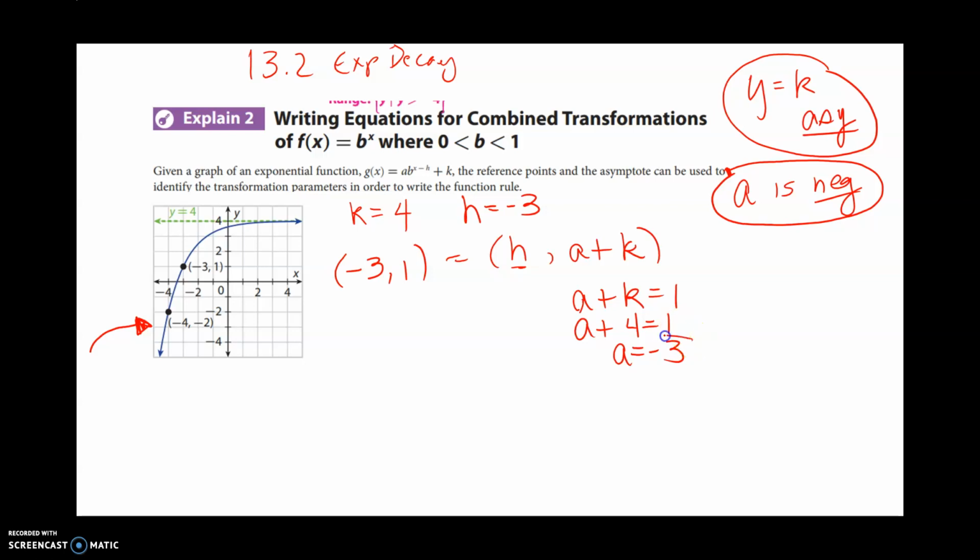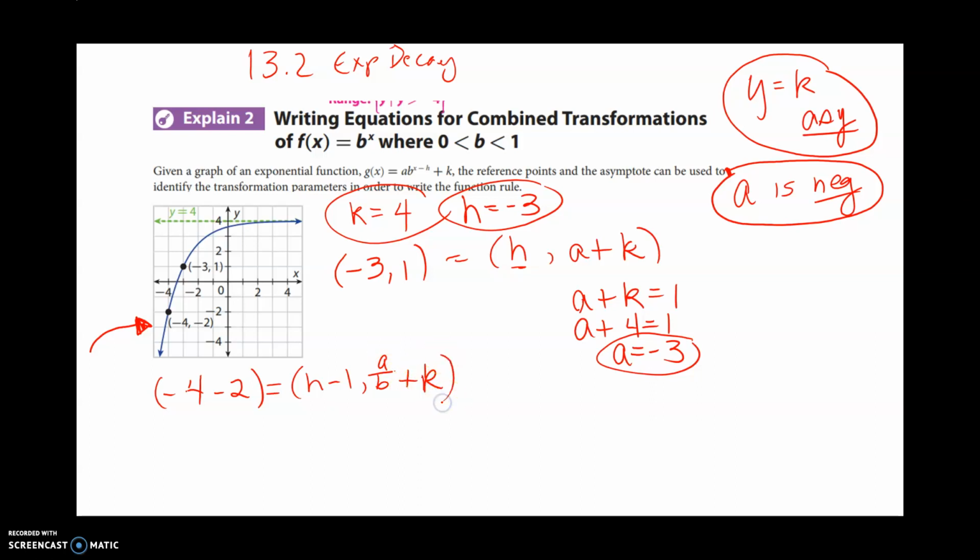Now, we have everything we need, but we're going to take that second reference point and check things. We're going to make sure it works. Our second reference point is negative 4, negative 2, and we're going to equate that with what it looks like in terms of variables. Actually, we can't write the equation yet, can we? We have a, h, and k. We don't have b. We don't have the b up in this equation. So we need to use this second point to get b. Let's plug in what we need.